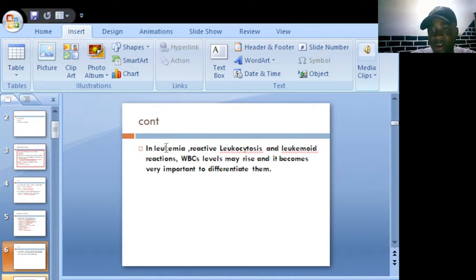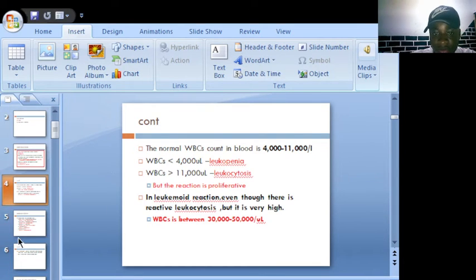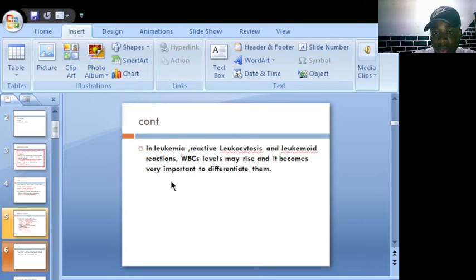Okay, so in reactive leukocytosis and leukemia reactions. Okay, in both reactive leukocytosis and leukemia reaction, WBC levels may rise, and it becomes very important to differentiate them. Okay, that is why I am going back to these things. Okay, good. So very, very important.